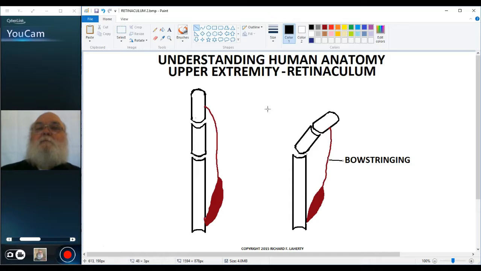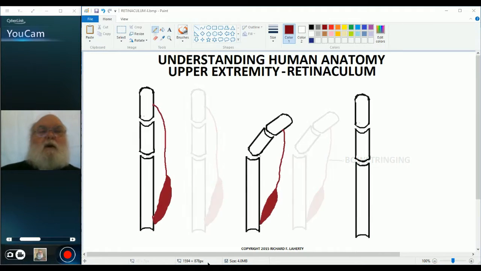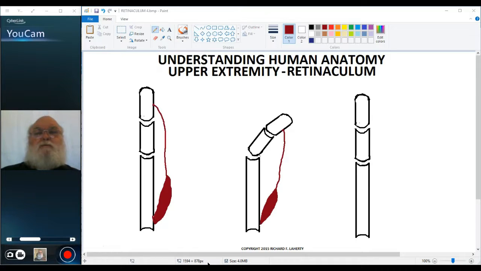Next, let's put a retinaculum into the diagram. Now, on the right, we have the original schematic diagram of the bones that we started with. And let me draw in the muscle attaching to the proximal bone, and then having tendon run past the middle bone up to the distal bone.